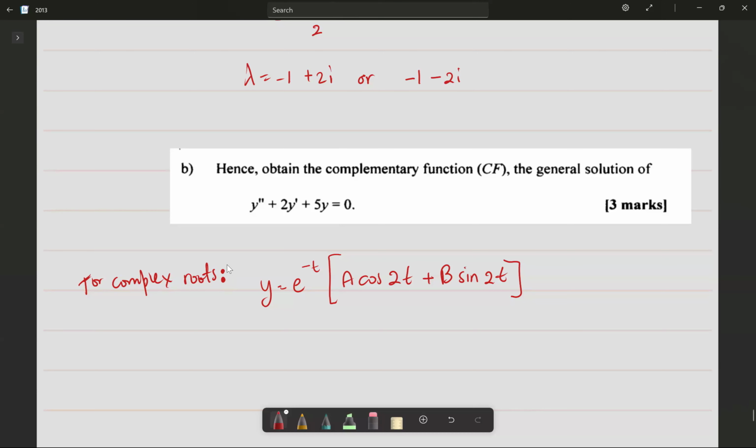Why would this be the complementary function? When you're trying to find the complementary function, you're supposed to use the form of the equation. Why would this be the form?